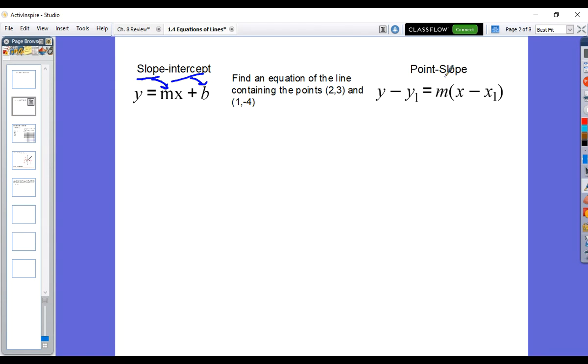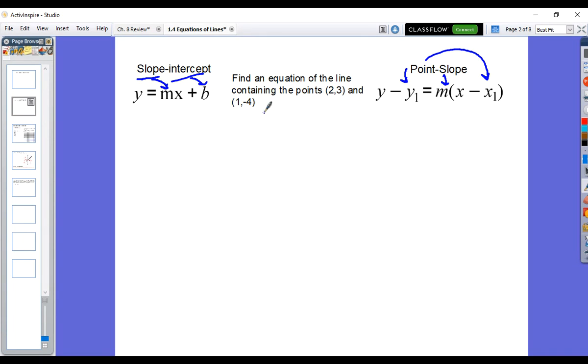Point-slope, then, using the same keynotes here, we've got your slope and a point (x1, y1) right there. So here's our equation. We're going to use both equations to solve this: find the equation of a line containing (2, 3) and (1, -4).